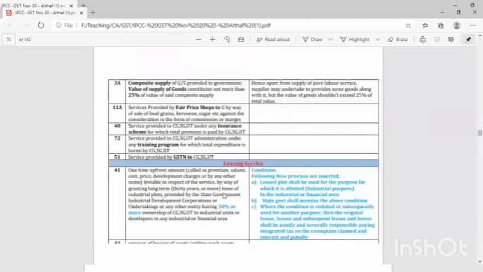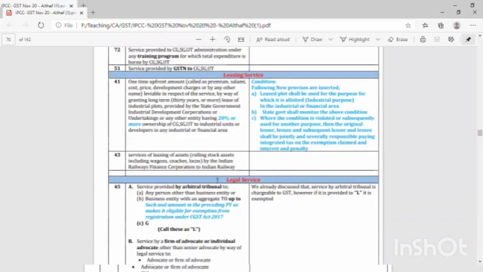Okay. Now, leasing service. Actually, there is an amendment. Leasing service: a one-time upfront amount called premium, salami, cost price, etc. Long-term lease by government. For example, the government has given on lease its industrial plot to a business entity for industrial purpose.